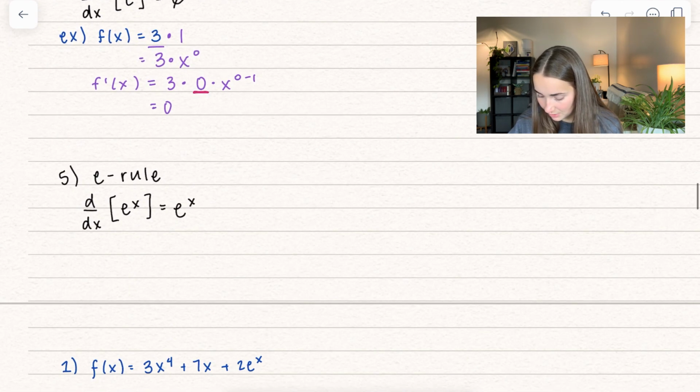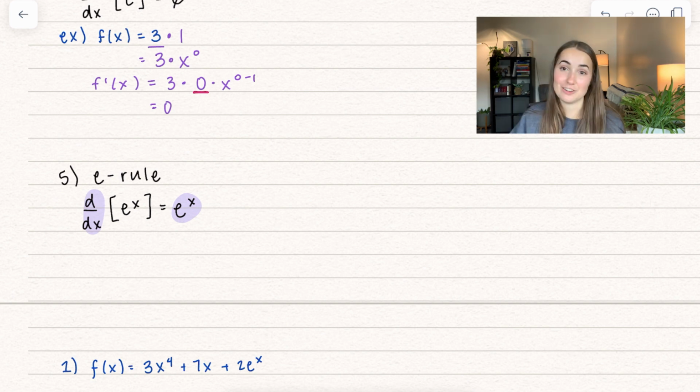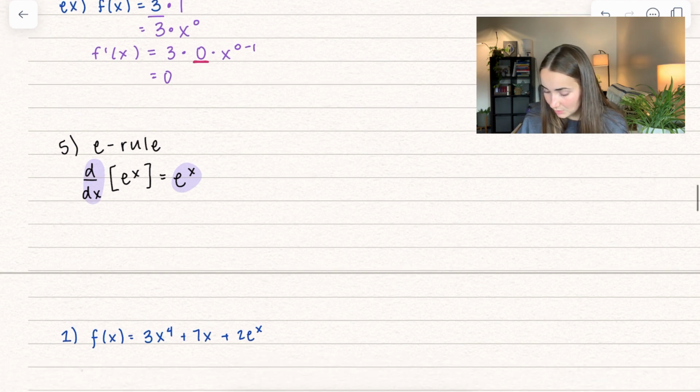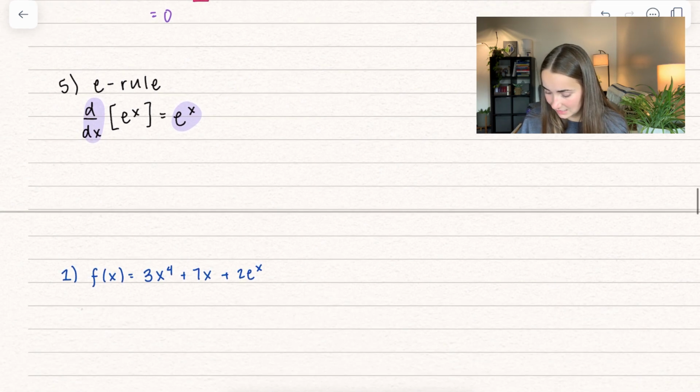Another rule we have here is the e rule. So this is the derivative of e to the power of x. And actually, the derivative of e to the power of x is just going to be itself. It doesn't change at all. There is a whole explanation for this. If you guys want to see the explanation, I can make a video about it, but you have to let me know. But we are going to go ahead and see all of these in action.